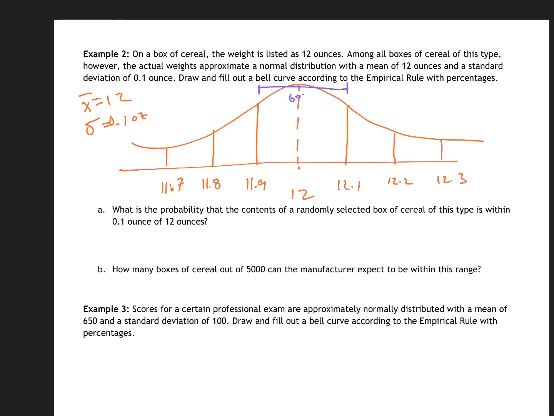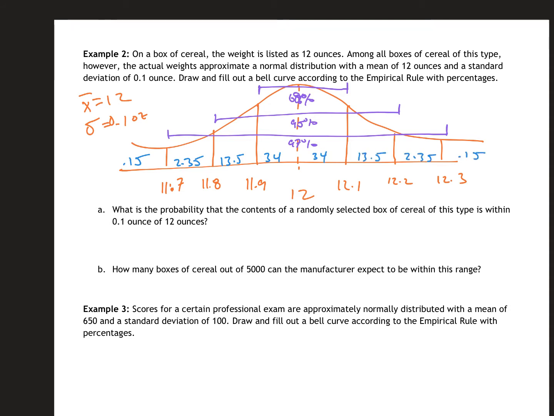I like to go ahead and write my percentages too, so you can remember this. So that's 68, 95, and the big one's 97. And you also got all your little pieces. So 0.15, 2.35, 13.5, 34, 34, 13.5, 2.35, and 0.15. So that way you don't have to keep flipping back and forth. You have everything there, and that will help you out.